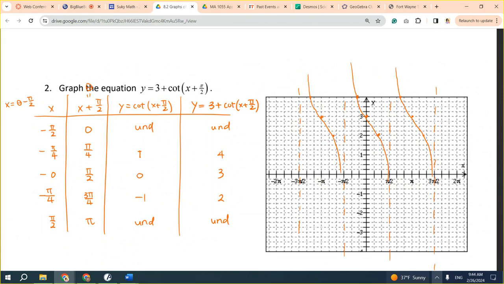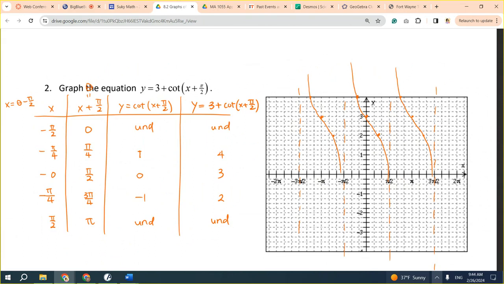After you find all the x values, the y values, see, this is 3 plus cotangent theta. Undefined, 3 plus 1. So 3 plus 1 is 4. And then 3 plus 0 is 3. And then 3 minus 1 is 2. And then when you plug in undefined, it is undefined. Is everybody okay with the table?